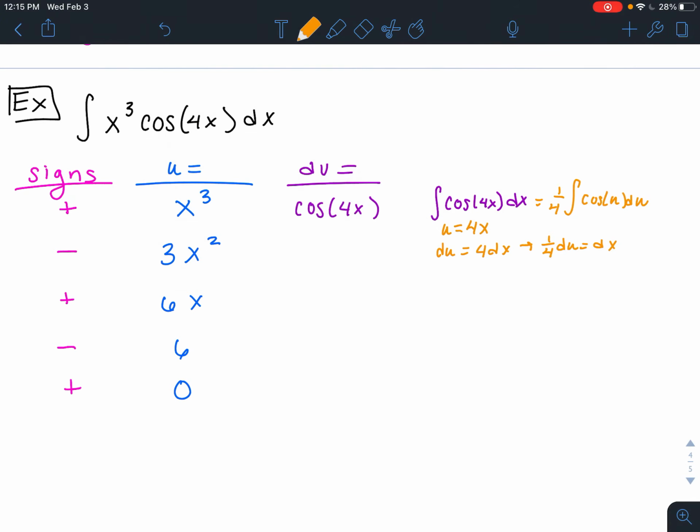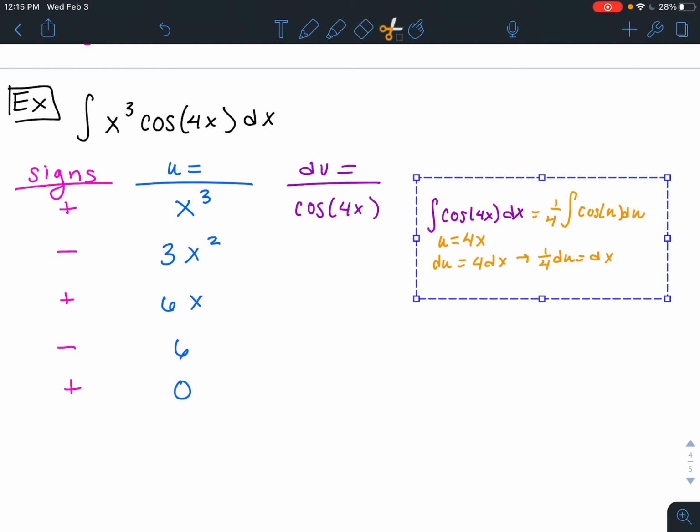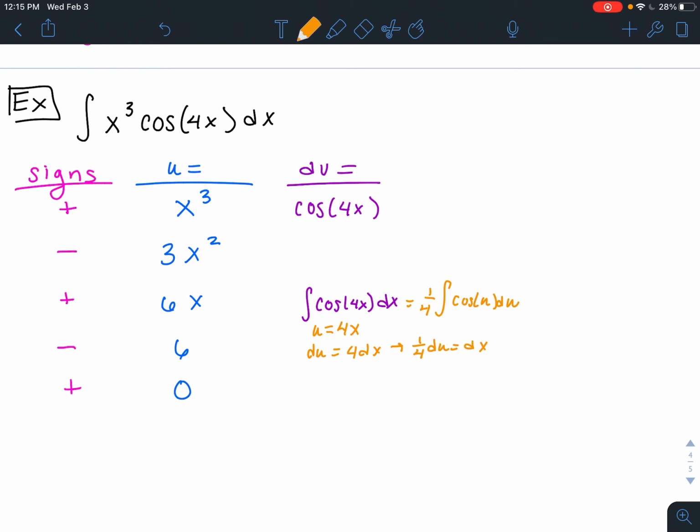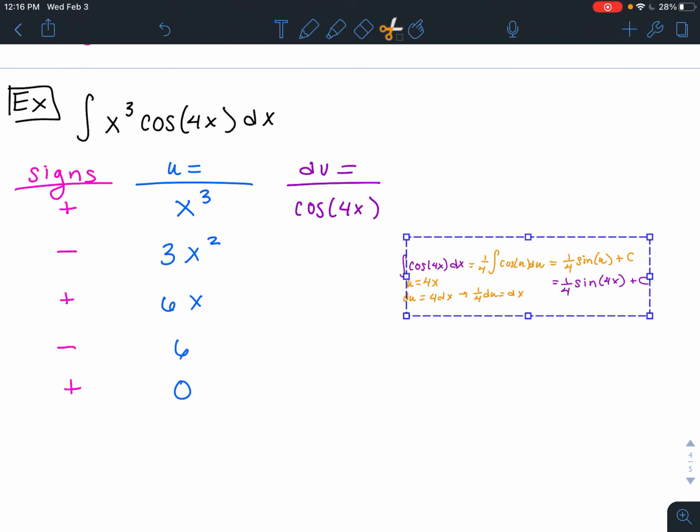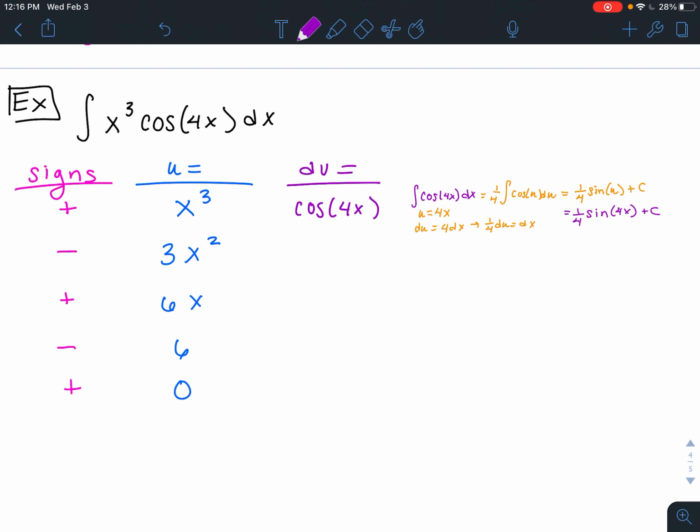So overall, we're going to get that this is equal to 1/4 times the sine of u plus c. And if I go back to my x's, that's 1/4 times the sine of 4x plus c. Okay, now let's make that fit in that little space. So my next line is going to be 1/4 sine of 4x.